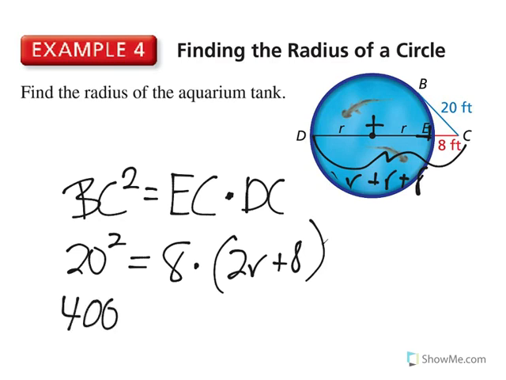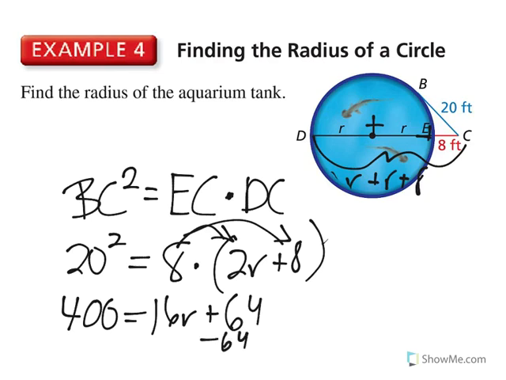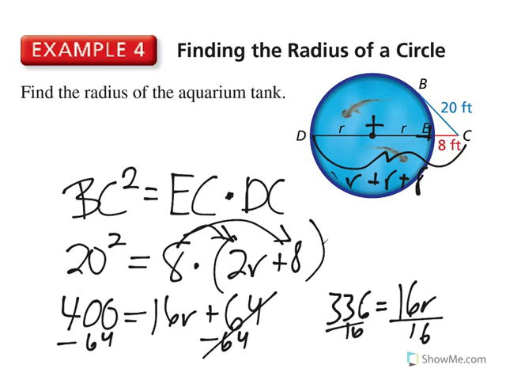20 squared gives me 400. Then here I have to distribute, so 8 times 2R gives me 16R. 8 times 8 gives me 64. To solve, I'm going to subtract this 64 from both sides. And so 400 minus 64, I'm going to get 336. And then on the right side, this goes away, so I have 16R. Then I need to divide to undo that multiplication, so I'm going to divide by 16, divide by 16, and so I get 21 is equal to R. And so they asked for the radius, so the radius is 21.